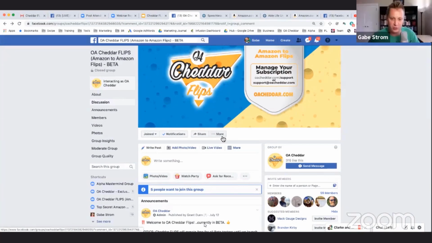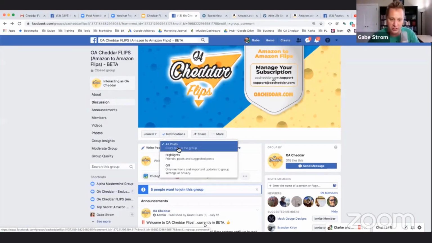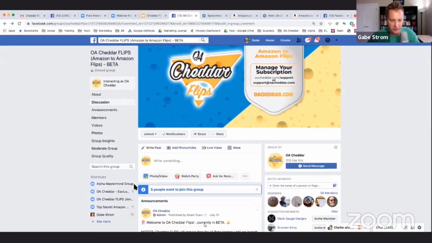One of the things you can do once you're in this group is set your notifications to all posts. That way you get notified on your mobile phone. Depending on your settings on Facebook, or like for me, I keep my Facebook settings off, but once I sign into Facebook, you'll be notified that there are leads. You can also bookmark this to your shortcuts over here. I've got our main OA Cheddar group right here and our Cheddar Flips group right underneath it. All the groups that you're a part of, you can do that. I think you go to more, and then pin to shortcuts.